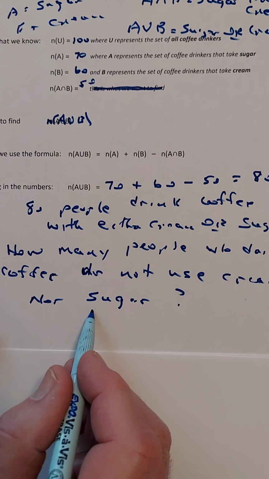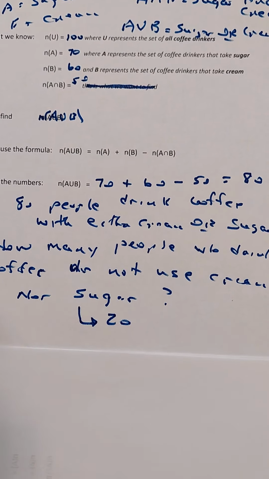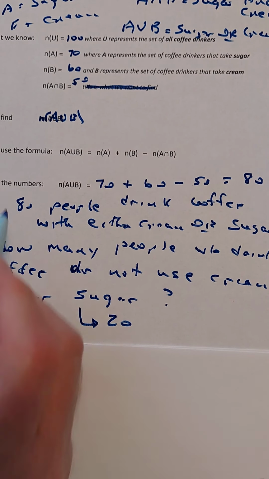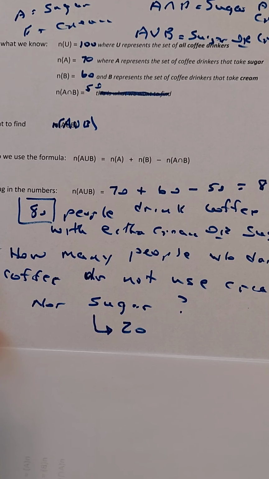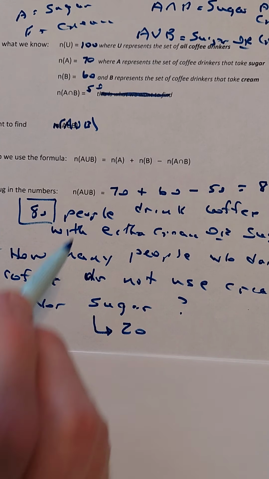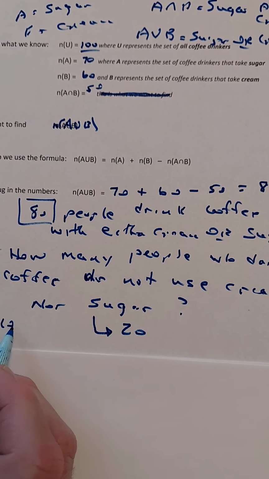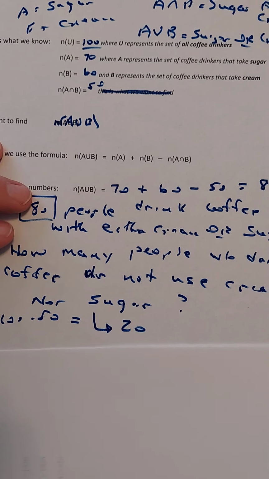Well, the answer is going to be 20. And you might say, well, where'd that come from? Well, we knew from right here that 80 people used at least one of them. And from the very top, we had 100 people altogether. So if you take 100 minus 80, that gives you your answer.